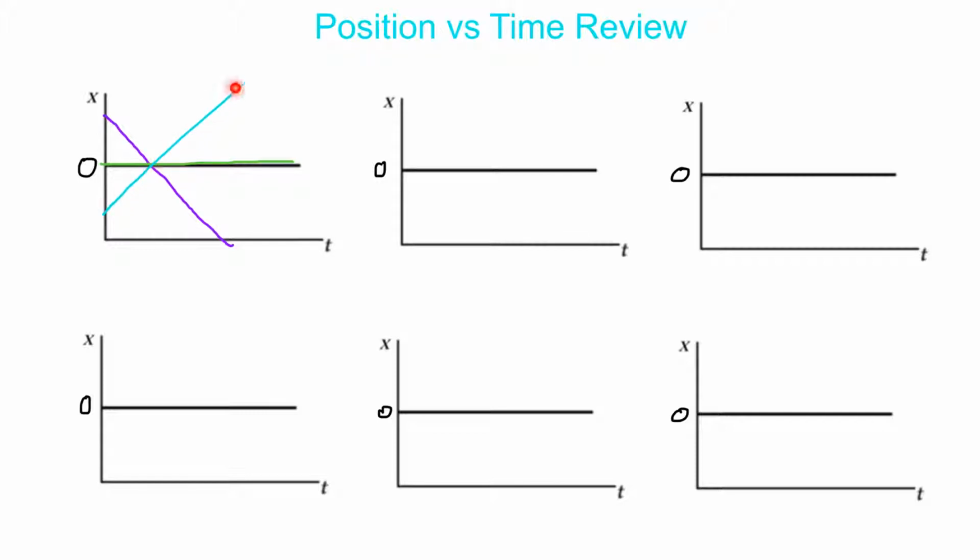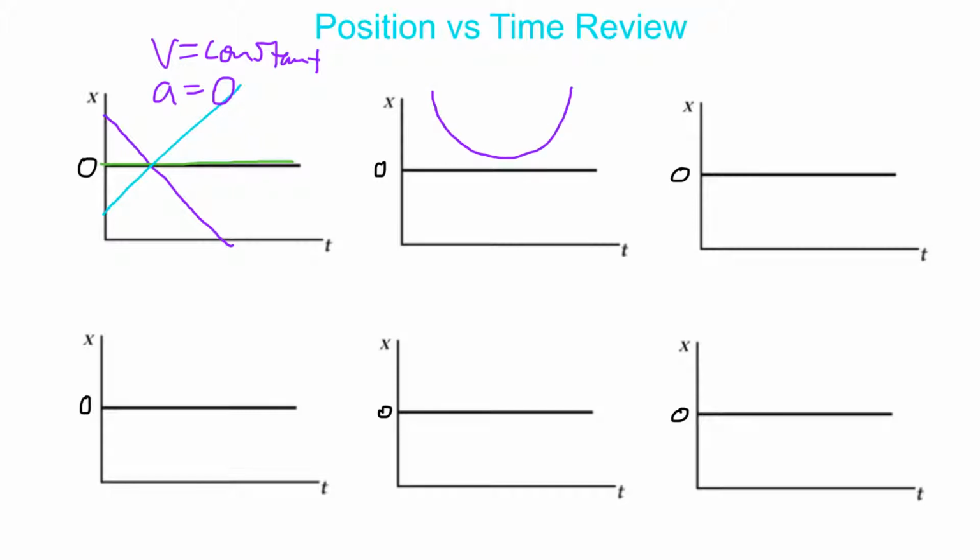Okay, since they are all straight lines, you should be able to tell me that the velocity is constant. And using our definition for acceleration, if the velocity is constant, meaning it's not changing, then the acceleration must be 0.